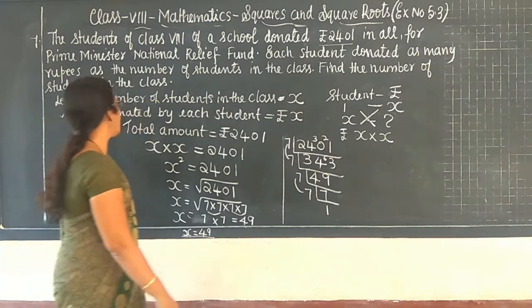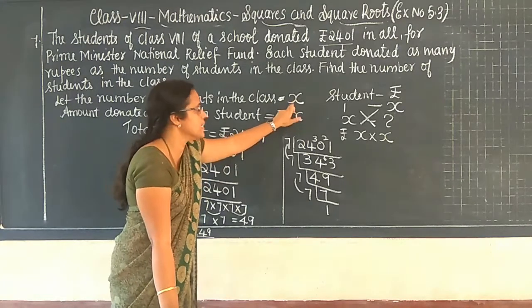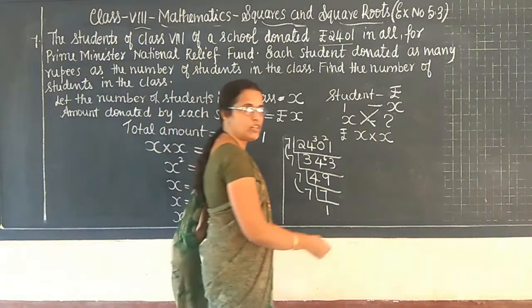That is the number of students in the class. How many are there? X. X means how many? 49 is the final answer. Can you make out, children?